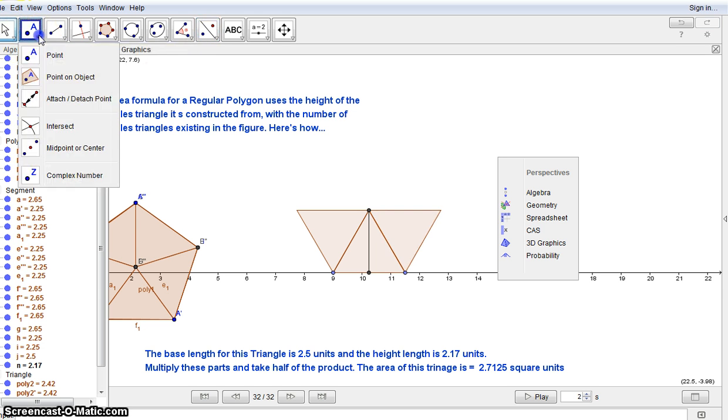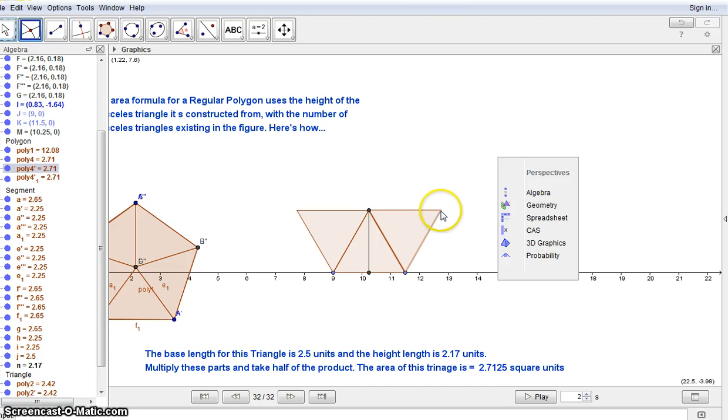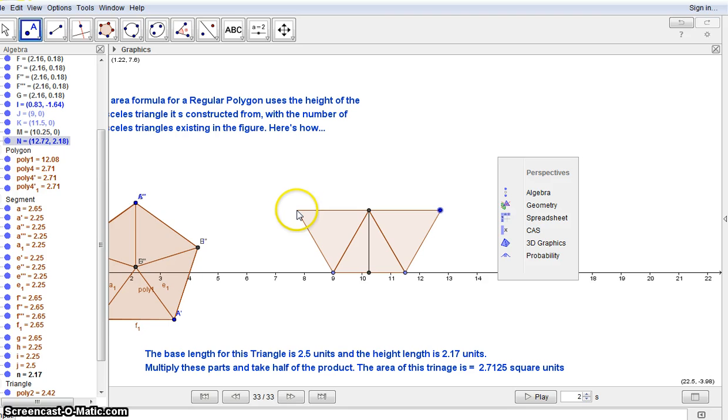So I want to do this without overlap. So let's see if it will let me put an intersection point here. Didn't get an intersection point, so I'm just going to have to place a point here, as carefully as I can, and place a point here.